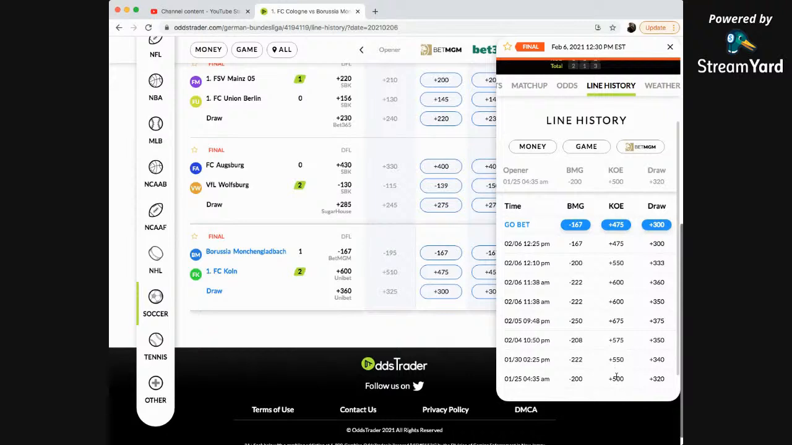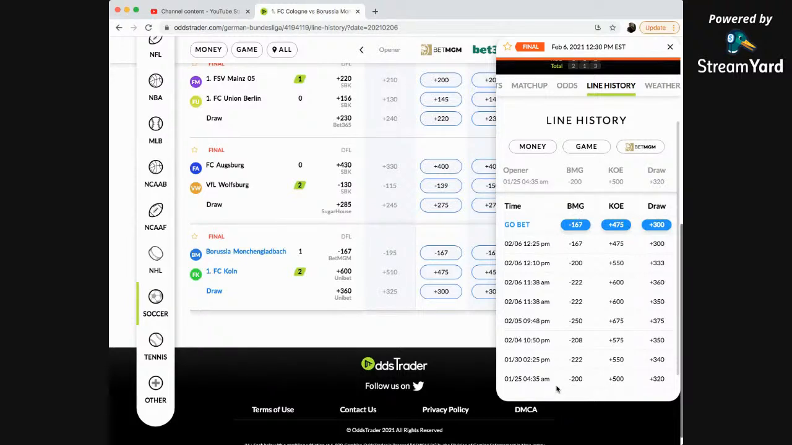Let's see if we can eliminate the away team. The away team line went from 500 to 475, so we can't eliminate that line. And the draw line went from 320 down to 300, so we can't eliminate that. But again, this is another example, just like the previous example.